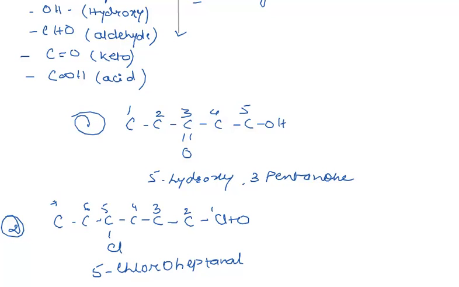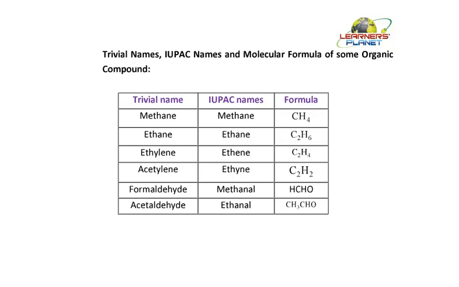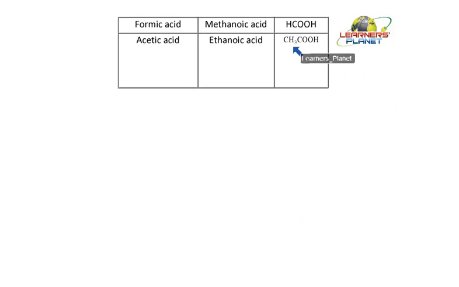Okay? So practice this, and I hope this lecture is clear to you. So these are some names of the compounds: CH4 is methane, C2H6 is ethane, C2H4 is ethene, C2H2 is ethyne, HCHO is methanal, CH3CHO is ethanal, and CH3COOH is ethanoic acid, right? So I'll conclude this lecture.